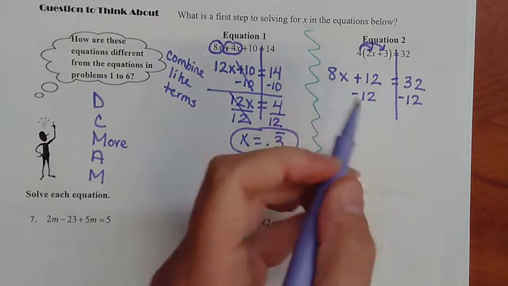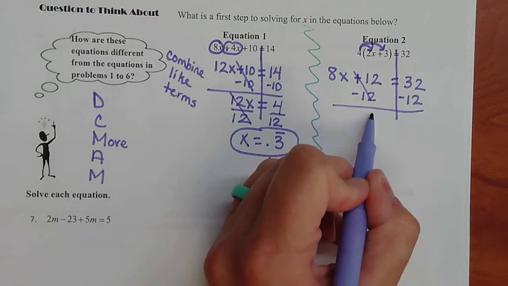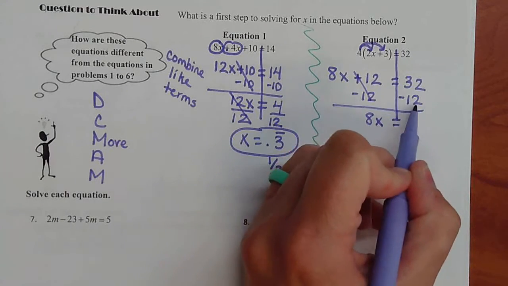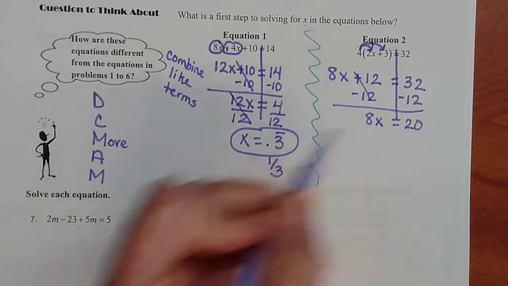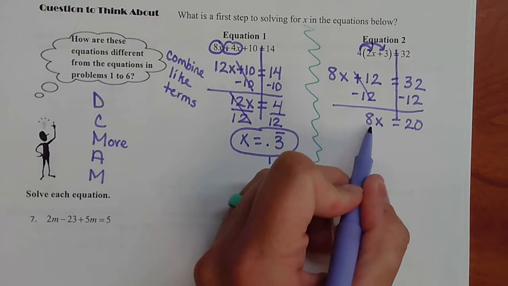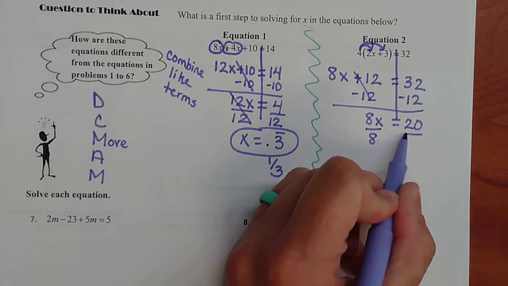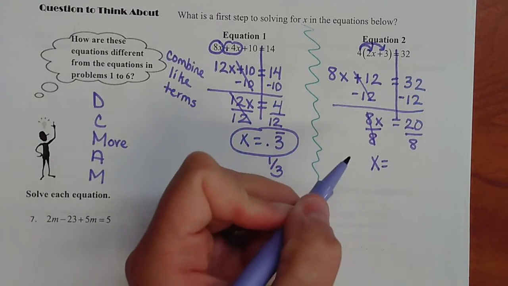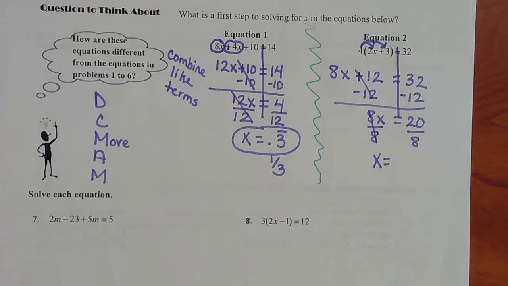Oh, I think you get a decimal in this one too, don't you? 8x, you should. 32 minus 12 is 20. And then if you have 8x, you have to undo the multiplication by dividing. Divide both sides by 8. What's 20 divided by 8? What is that? 2.5.